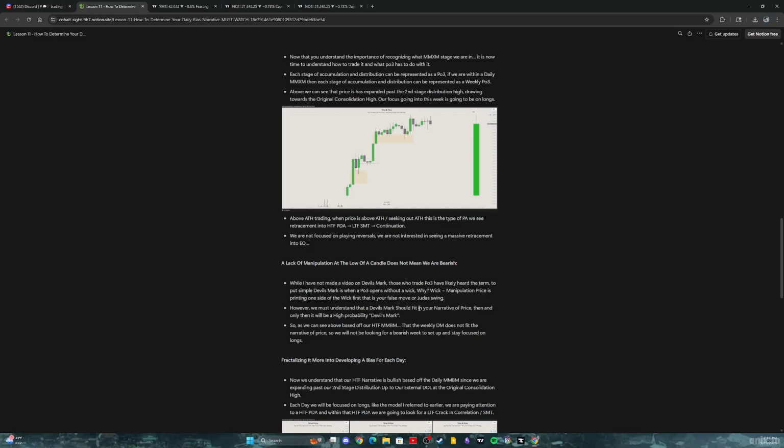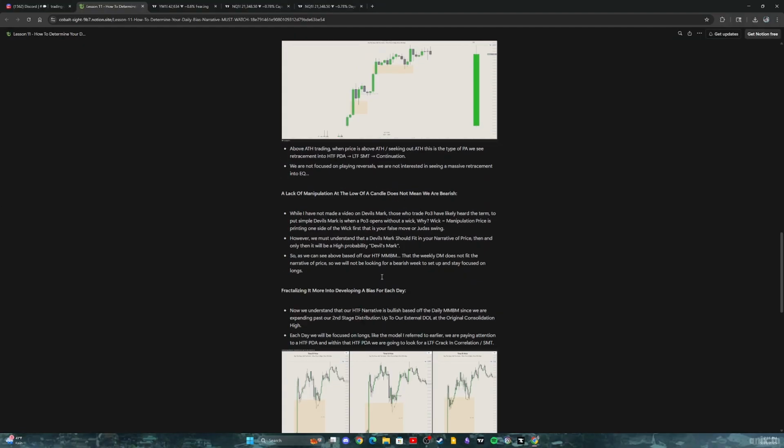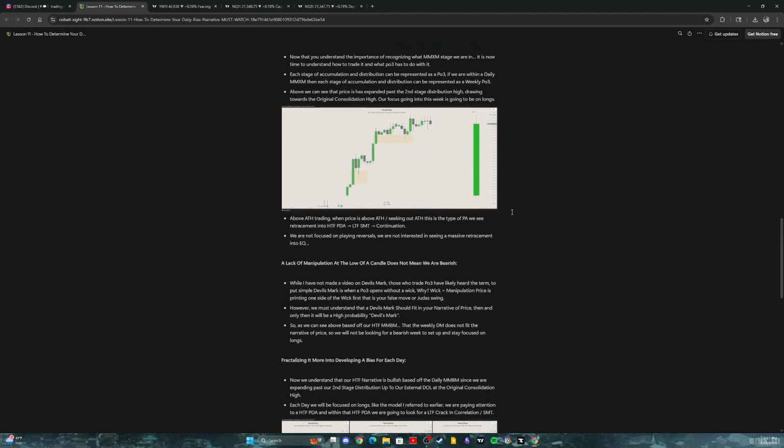So as you can see above, based off of our higher time frame market maker buy model, having a bearish weekly Devil's Mark does not fit the narrative of price, because higher time frame is bullish. We have a clear external draw on liquidity higher, so that does not fit the narrative of price. We're not going to be looking for shorts down to there, and overall we can just disregard it.